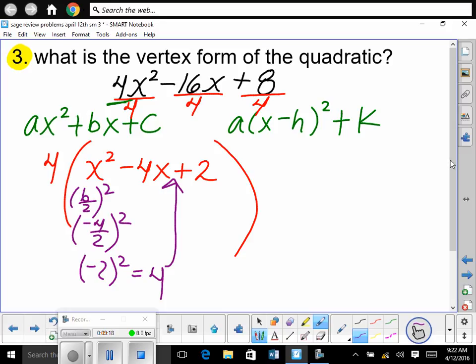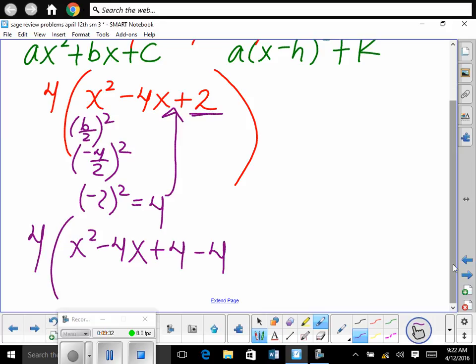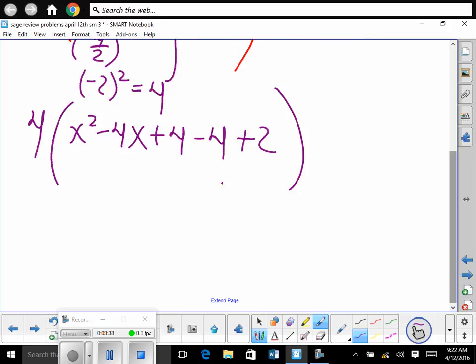So being really careful now. We have this 4 on the outside. Then we have x squared minus 4x. Now we're adding our square, 4, subtracting 4 to even it out so that we're really just adding 0. And we can't forget about that plus 2. Is everybody comfortable? Questions? Please ask if you do. Then we group the first 3 terms and factor. Group the last 2 terms and add.